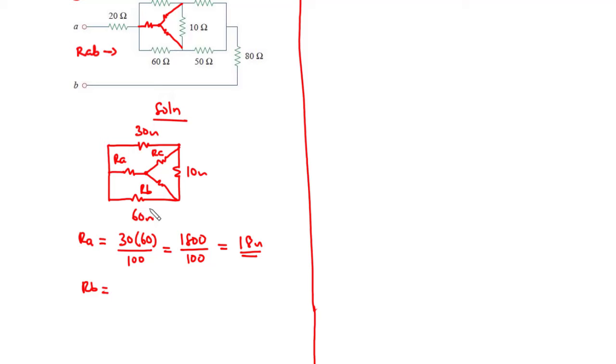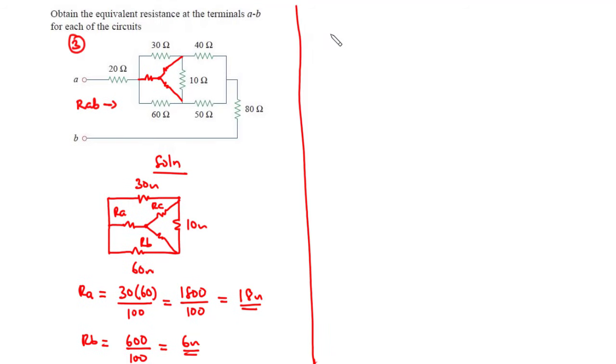For RB, we have 60 times 10, which is 600, divided by 100, and that is equal to 6. We have 6 ohms for RB. Also for RC, we have 30 times 10, which is 300, divided by 100, and that is equal to 3.